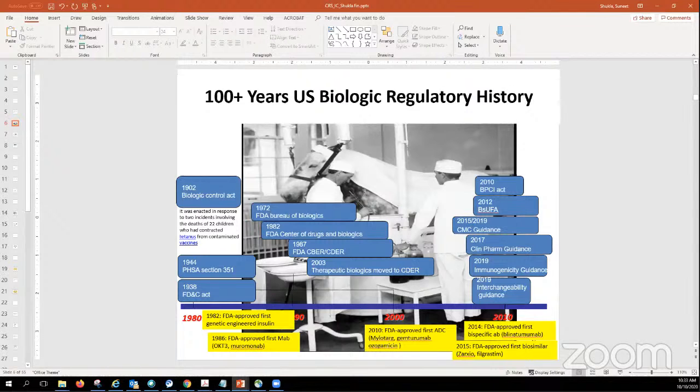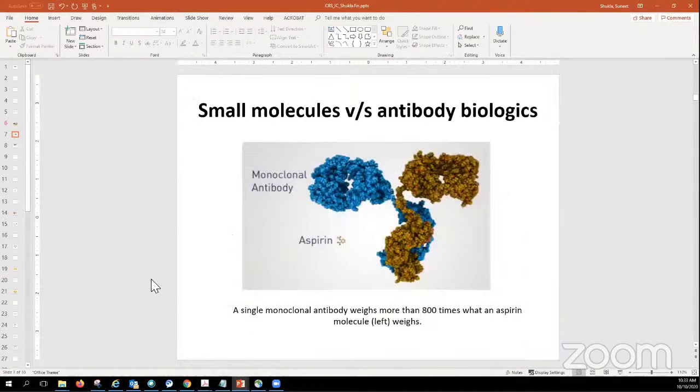And as you can see at the bottom of the slide, and as Dr. Rajeshwari also mentioned, the first monoclonal antibody approved by FDA was in 1986. Before that, the first genetically engineered biologic was insulin, which was approved in 1980. And recently, we have approved many more monoclonal antibodies going from 2010 to 2015, and now we have many more biosimilars also, which are approved by the FDA.